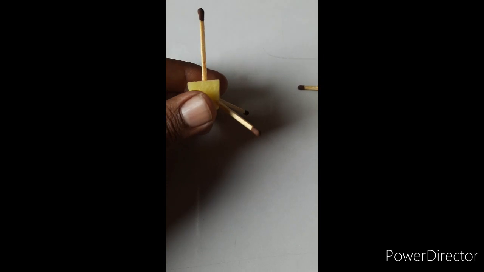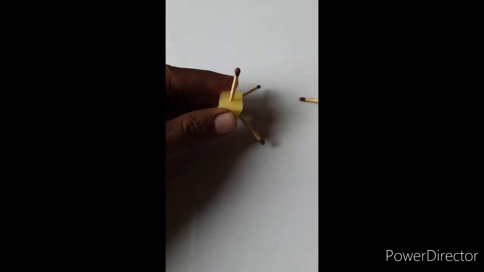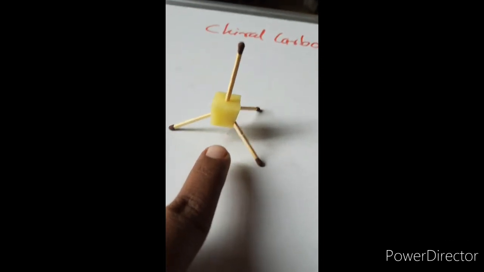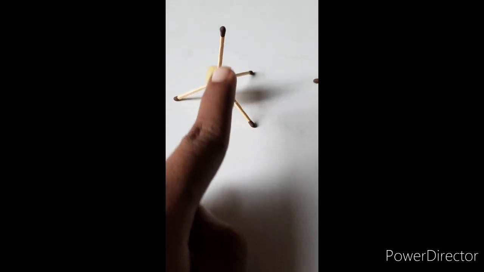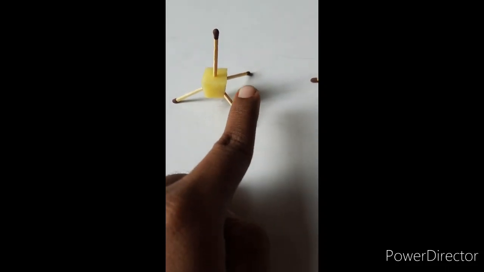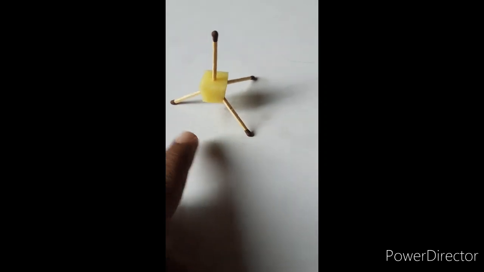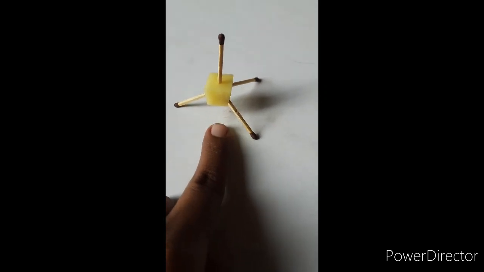That's it. Chiral carbon is a carbon which is having 4 different groups. So this is a model. You see there are 4 different groups, tetrahedral geometry it is, and you can color these matchsticks with 4 different colors, so it will become more understandable, chiral carbon.